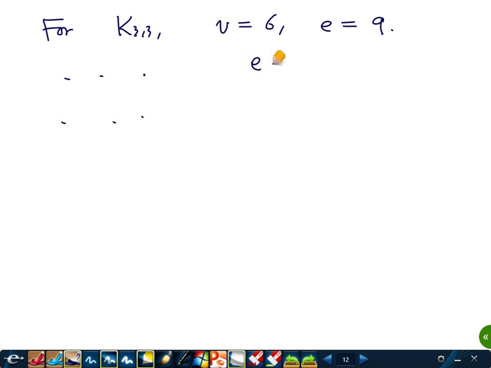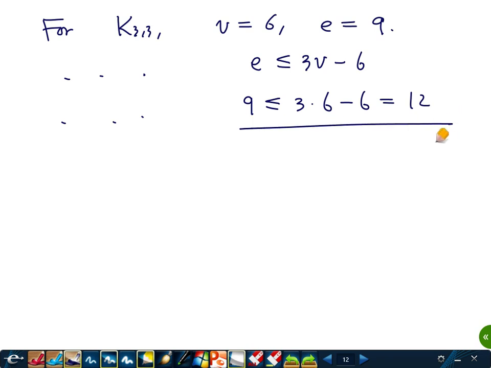So let's see if this is true. Here, 9 is less than or equal to 3 times 6 minus 6. This is what? 18 minus 6, which is 12. This is true. Does that mean this is planar? No, it doesn't mean that it's planar. If the inequality holds, then we cannot conclude anything just yet.